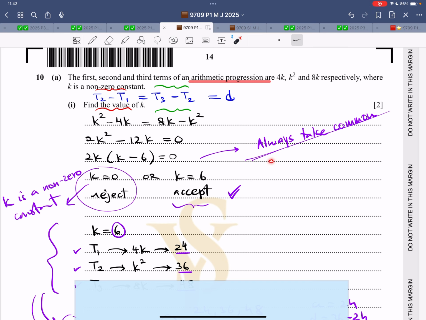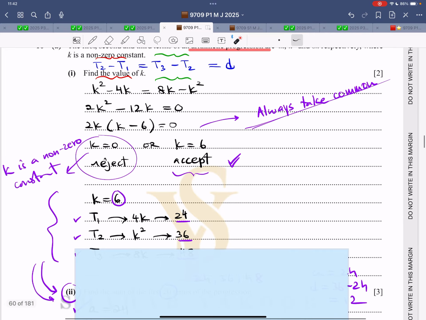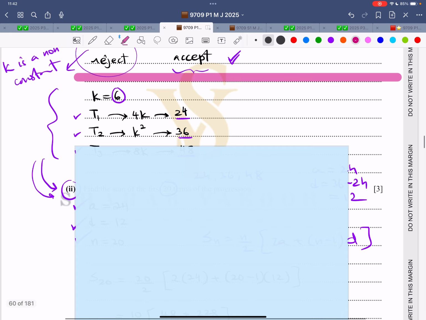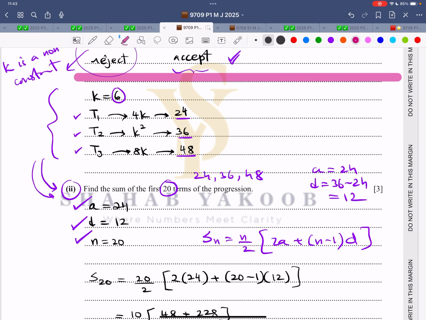Always take common. So 2k bracket k minus 6 is equals to 0. Write down k is 0, but we are rejecting it because it's a non-zero constant. And the only answer that we expect, that is k is equals to 6. Now when k is equals to 6, write down the three terms. And what are they asking for? They're asking for the value of k. That is done. So let me just highlight this. This thing is done up till here. Now when k is equals to 6, we are getting these three answers, and that will be used up later.